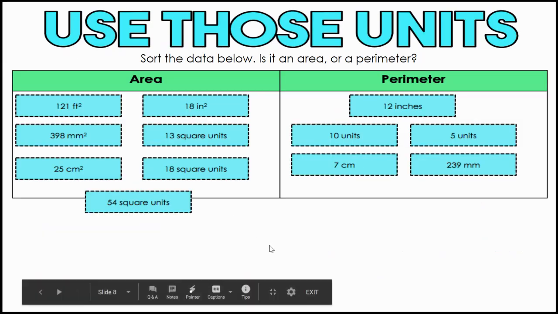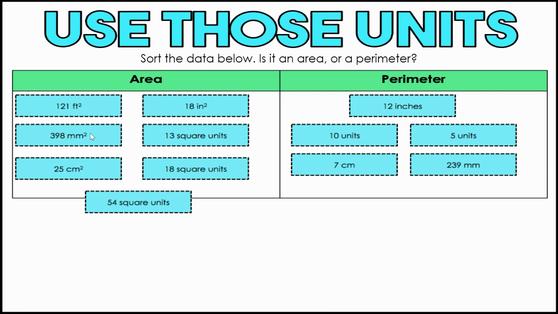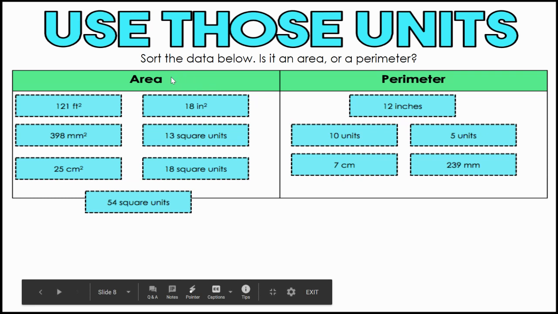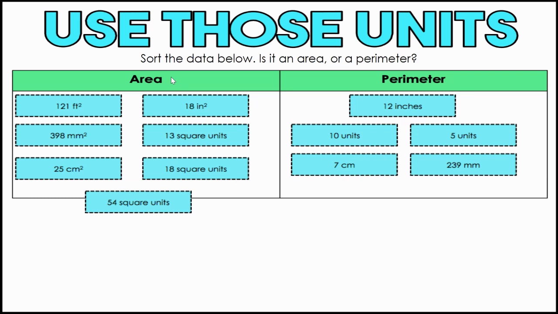And last, we have examples of these units. So if we look over here for area, like I said, you might see feet squared or millimeters squared, or you might see square units. Those are all going to be ways that you can write the unit for area.